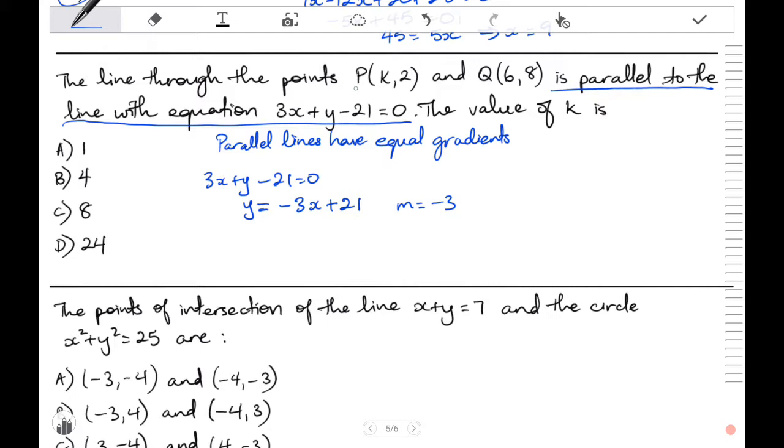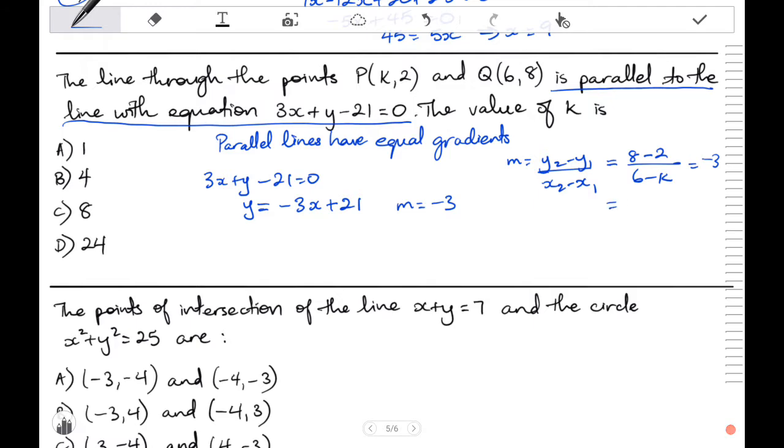Therefore, let's look at the gradient of the line through the points P and Q. Remember, to find gradient, m is y2 minus y1 over x2 minus x1. And the reason why I'm using this formula is because I'm given 2 points. So this is the formula that comes into play when I'm given the coordinates of 2 points. Alright, so let's substitute. So we know this value has to be equal to negative 3, because they are parallel. So y2 minus y1, so 8 minus 2 all over 6 minus k. That value must be equal to negative 3.